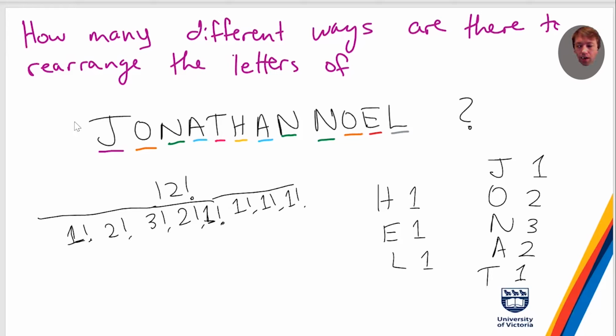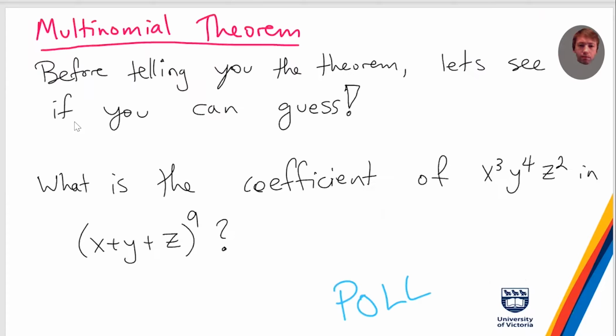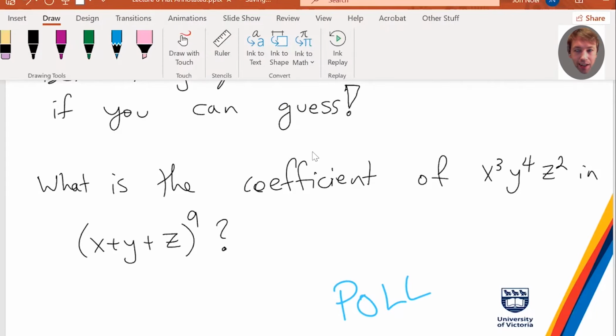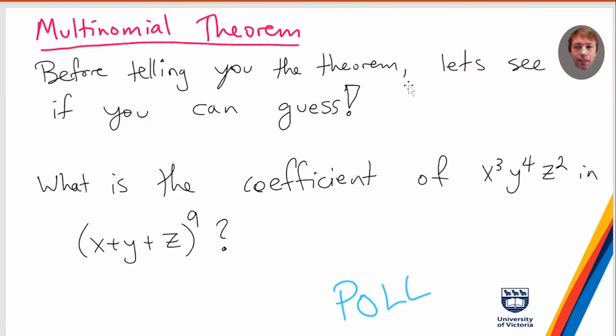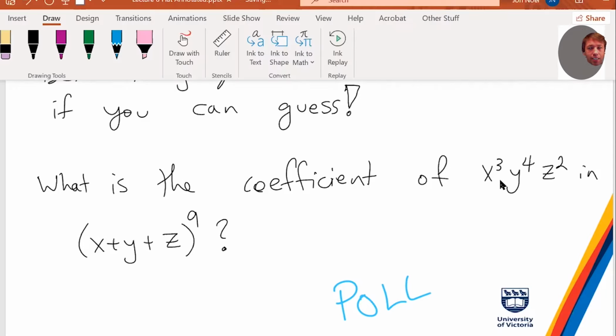Okay, cool. So now I want to tell you about something called the multinomial theorem, which is quite similar to the binomial theorem we saw last time, but a little bit different. I'm going to do something a bit strange now and ask you, can you guess, before seeing the theorem, what would be the coefficient of x to the 3, y to the 4, z squared in the expansion of x plus y plus z cubed?